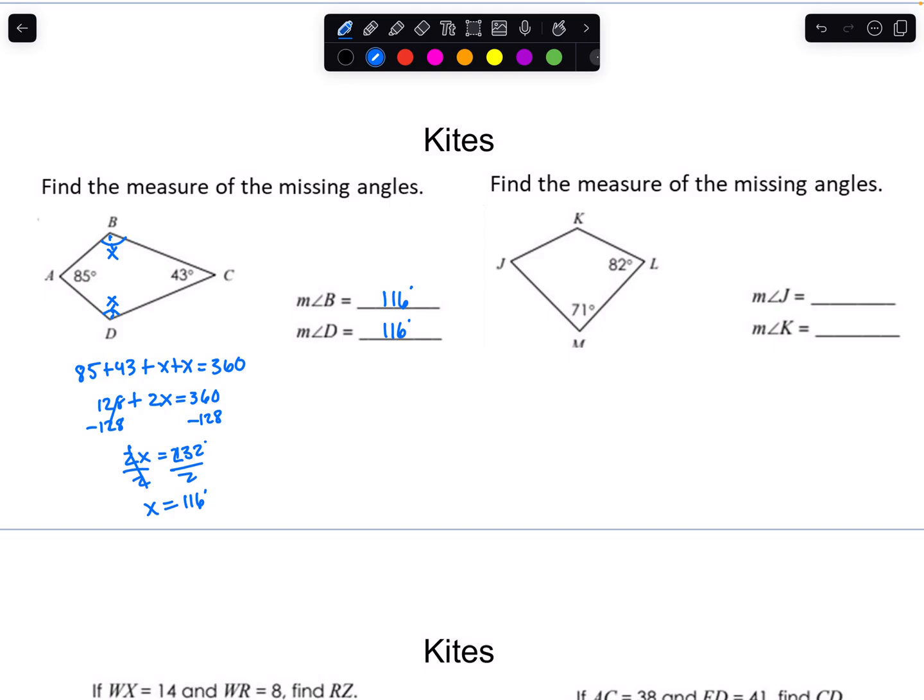On this other kite, I also am given two sets of information. What I want to be able to do is identify the diagonals that intersect at 90 degrees.